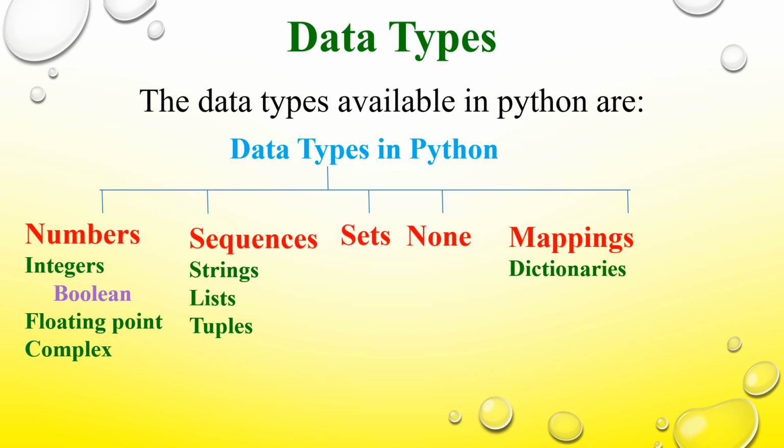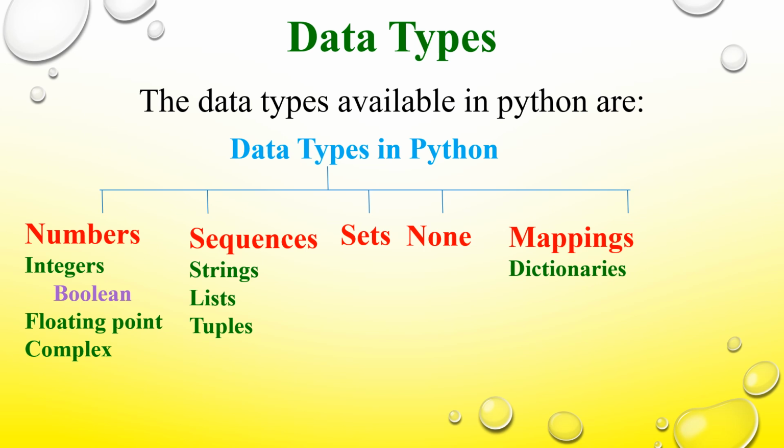The next one is sequences. They can be used for storing a large number of values, or a collection of values. In this one you have strings, lists and tuples. Strings can be used for storing a group of characters, alphabets, digits or combinations of those, even special symbols. Those have to be written within single quotes or double quotation marks. The quotation marks just indicate the beginning as well as the ending of the string.